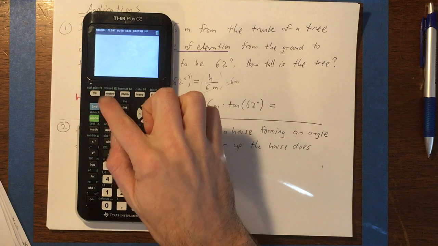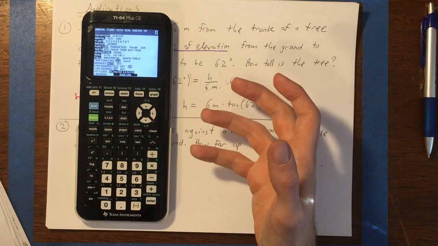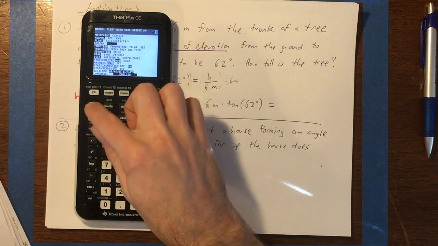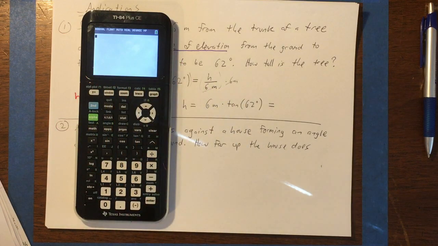To do that, I've got to go into mode and make sure that my angle setting here is set to degrees. It was radians, so it's a good thing I checked because I need to switch it. Now you can see it says degree up there. So now I can type this in.